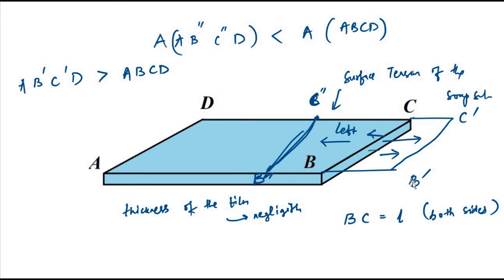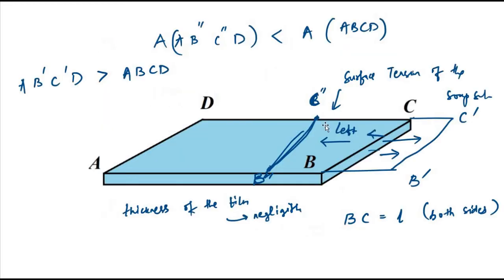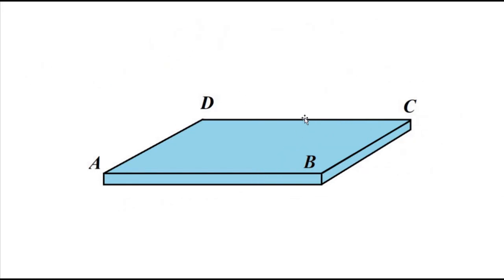So here the BC portion is movable, and we want this portion BC to move to this new position B dash C dash, opposite to the direction where the surface tension tries to pull it. The surface tension tries to pull it to the left, to this position, B double dash C double dash.